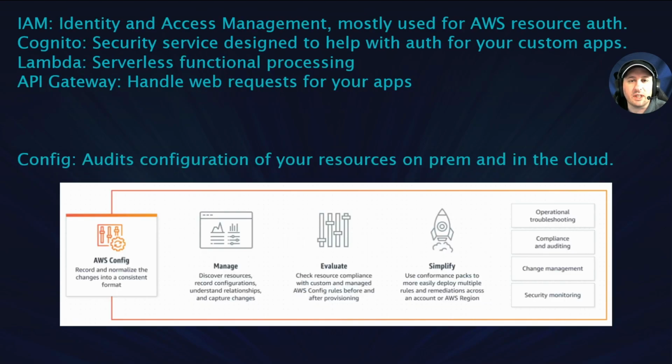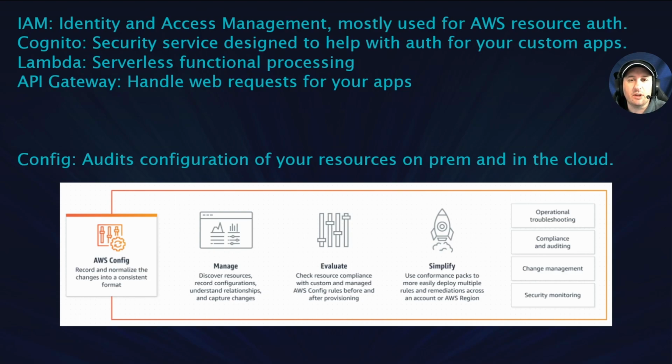Let's take a look at those keywords this time and drill a little bit deeper into them. You likely already know what IAM is. It's used mostly to authenticate AWS resources. Cognito is used to authenticate users in a user pool. So you have a pool of users, and you have to identify if this person has the right credentials to be inside that pool and access those resources. Lambda you are familiar with. API Gateway you're likely already familiar with, it's the way to handle web requests for your apps.